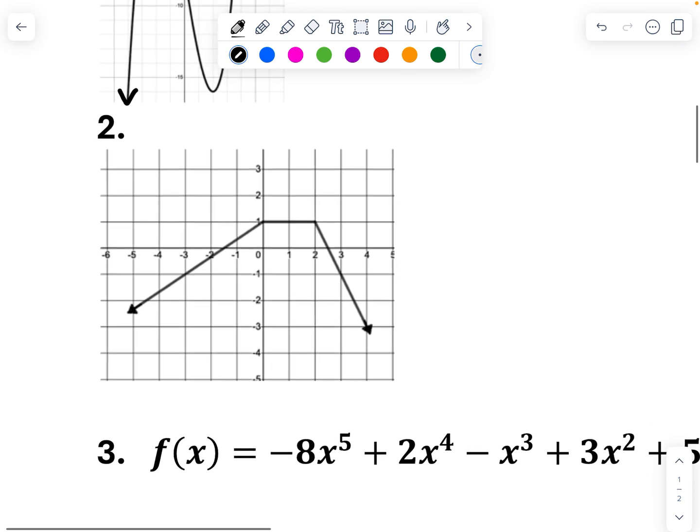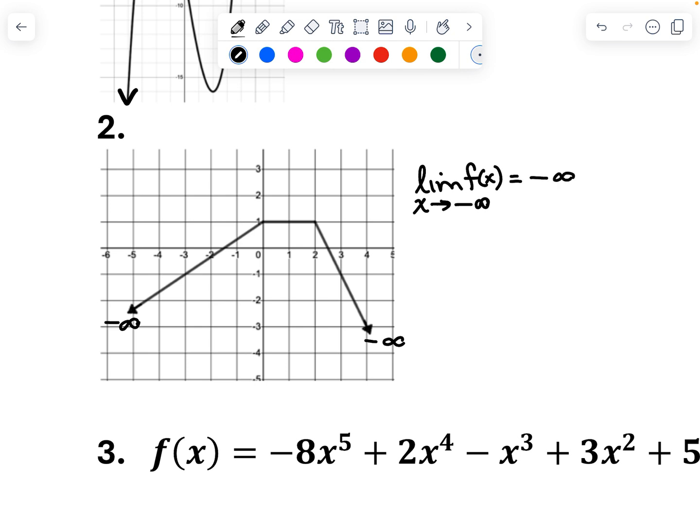Question number 2. This is going down towards negative infinity. This is also going down towards negative infinity. So we're going to say the limit of f of x as x moves to the left is going down, and the limit of f of x as x moves to the right is also going down.